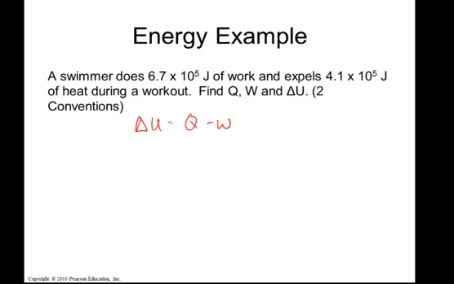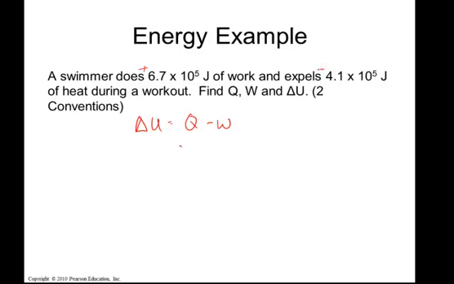Alright, so the first thing is our work, and it says they're doing 6.7 times 10 to the 5th joules of work. So if we are doing the work, then the work is going to be positive. So I'm going to put a little positive here. And they're expelling 4.1 times 10 to the 5th joules of heat. So that means the heat's leaving, so the heat's going to be negative.